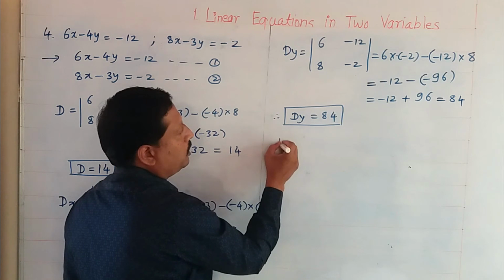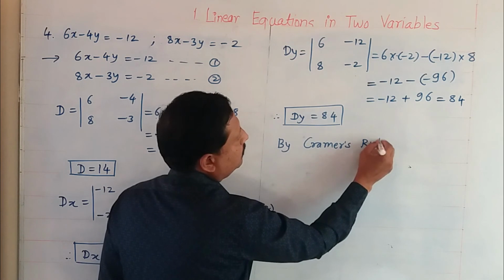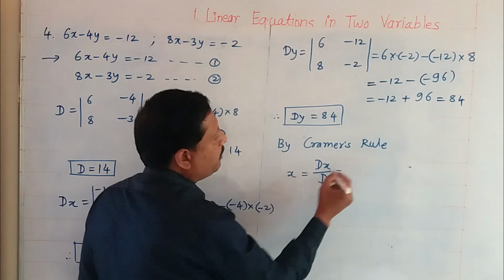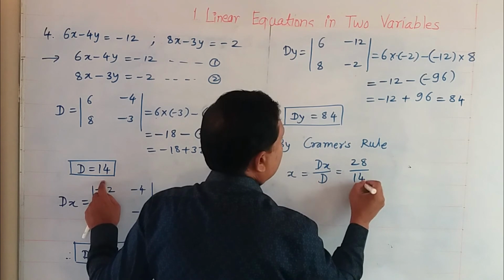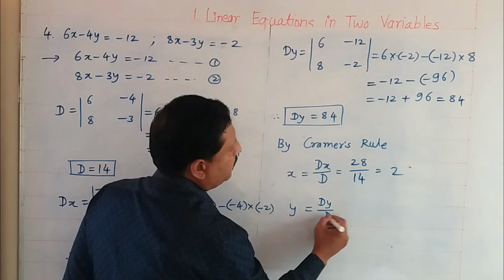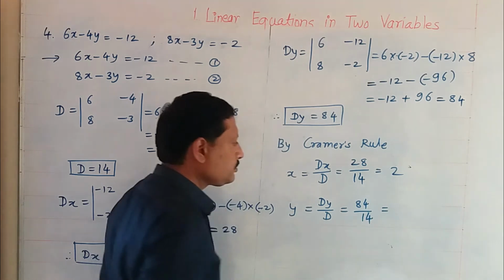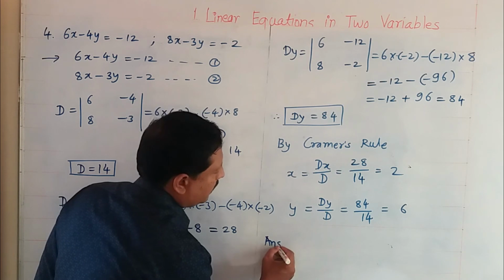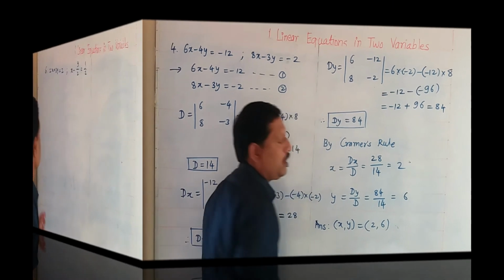Now use the Cramer's rule. By Cramer's rule, here we get the value of x as dx upon d, that will be 28 upon 14, is equal to 2, and the value of y is equal to dy upon d, that will be 84 upon 14. That will be 6. Hence the answer is x, y is equal to 2 and 6 is the solution.